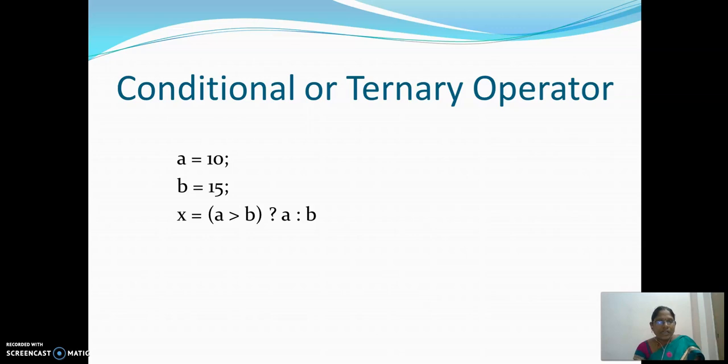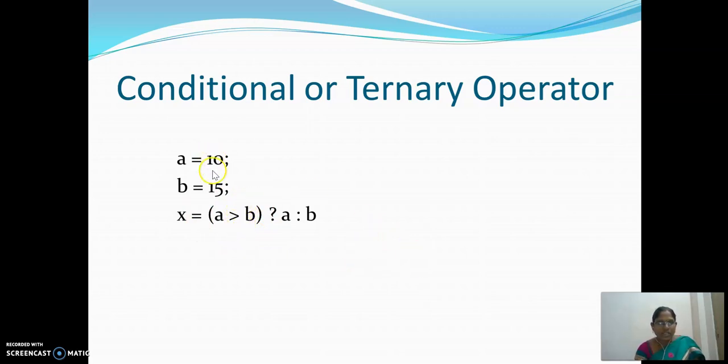The next operator is the conditional or ternary operator. The symbol for the conditional or ternary operator is the question mark and colon. So the syntax will be expression 1, question mark, expression 2, colon, expression 3. Here expression 1 is the condition, and expression 2 is the statement which you need to execute if expression 1 is true. Expression 3 is the statement to execute when expression 1 is false.